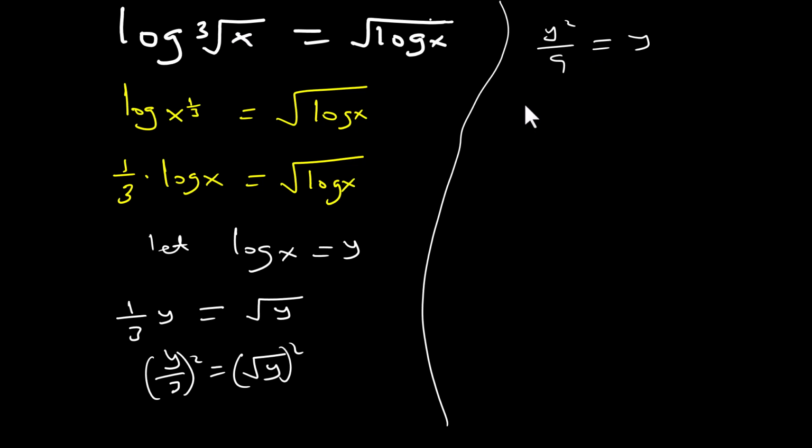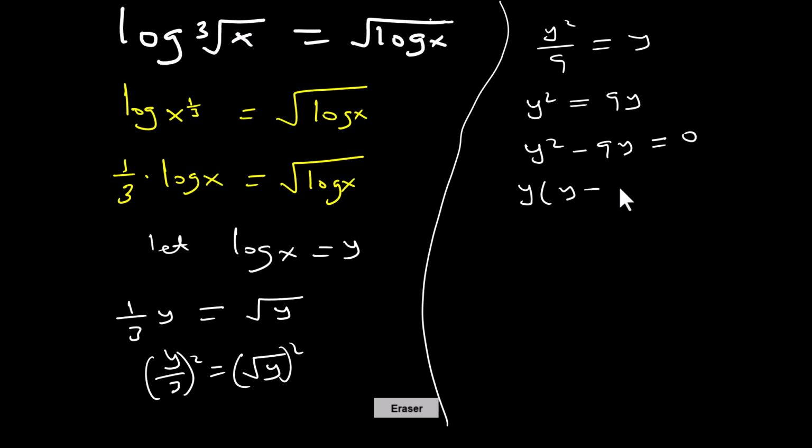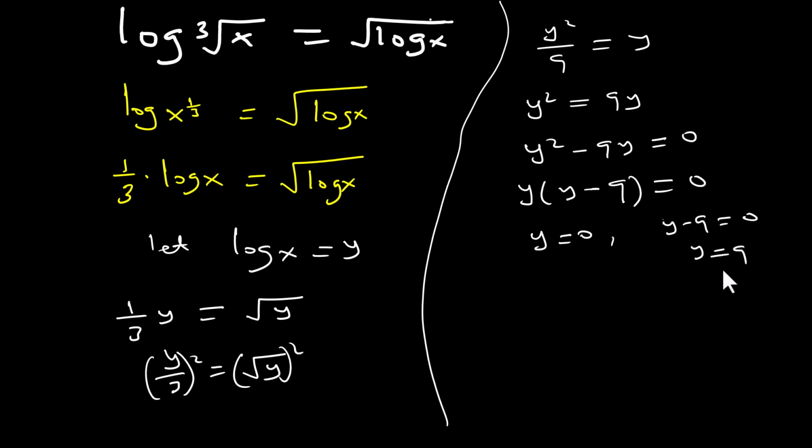So can we arrange this? y squared equals 9y. So this is the same as y squared minus 9y equals 0. Let's factorize y out. Taking y out, y into bracket y minus 9 equals 0. So it means y equals 0, or y minus 9 equals 0, so y here is 9.